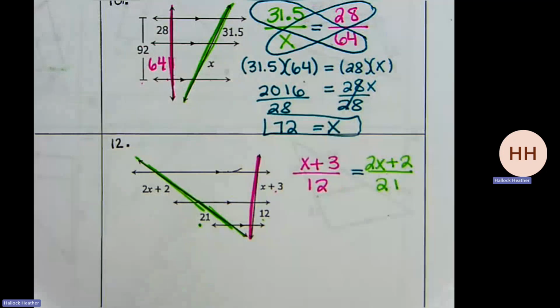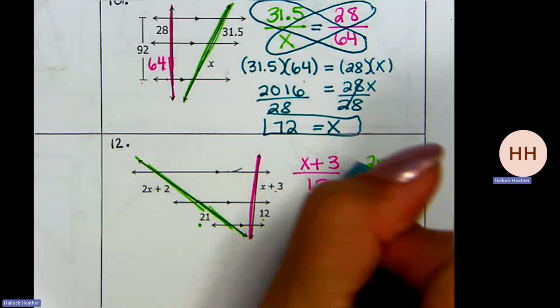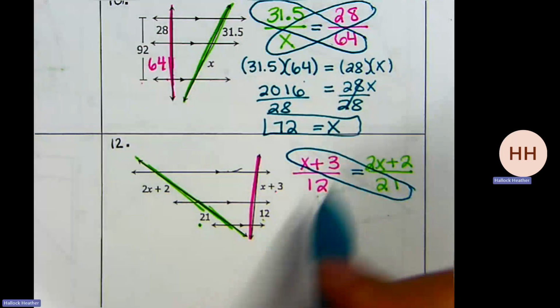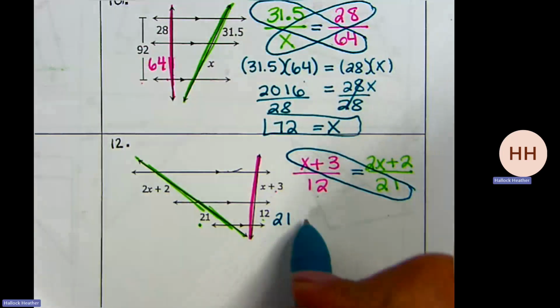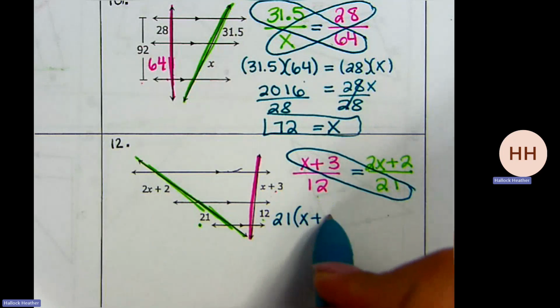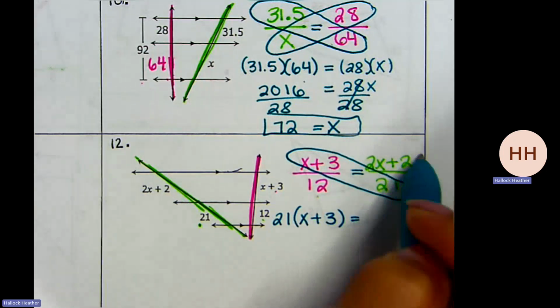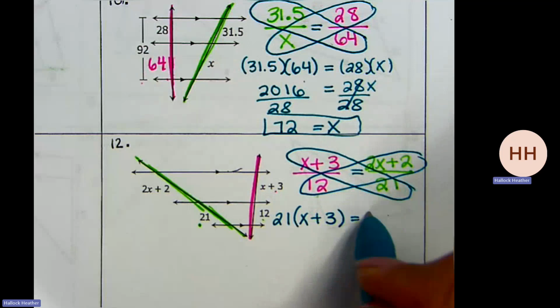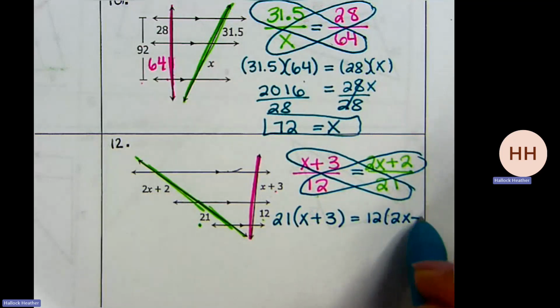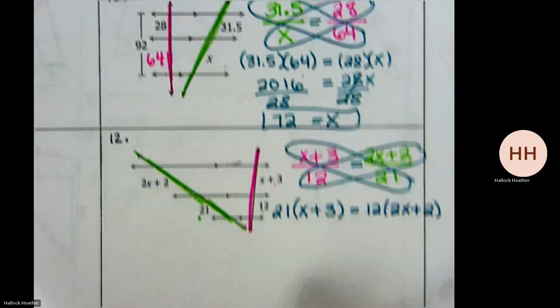So then you would cross multiply, same process. This one, you will have to use the distributive property. So you're doing 21 times x plus 3. And then over here, you're going to have to distribute a 12. 12 times 2x plus 2.